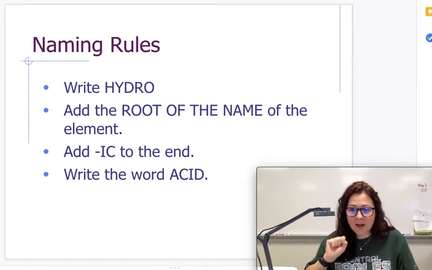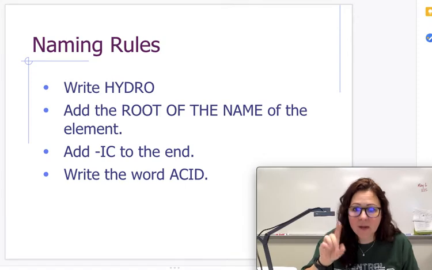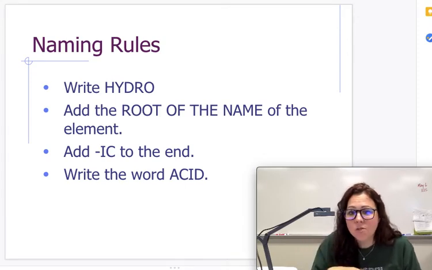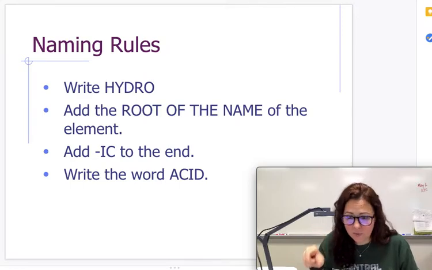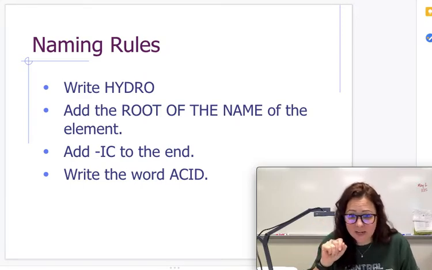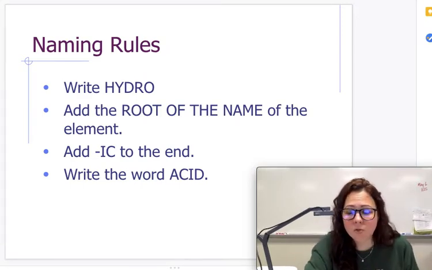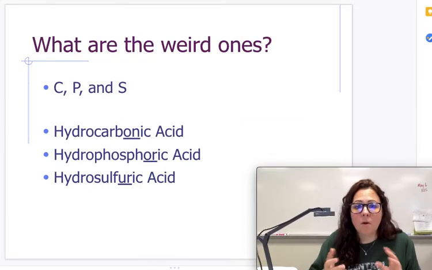So take away the IDE, put in IC instead, and then you write acid. On these, they're going to start with hydro, you have something there, and then you end it with IC instead of IDE. All of these are acids, so they're all going to have acid in that second spot. Now there are some weird ones.